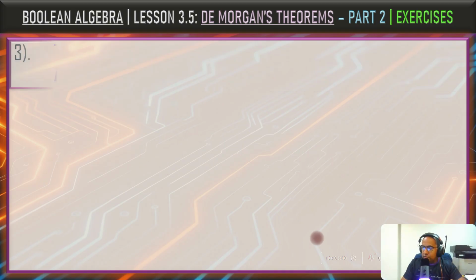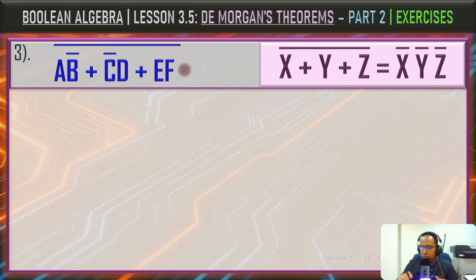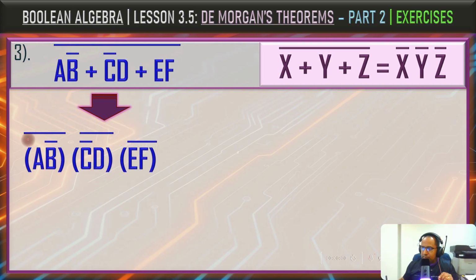Now, let's move on to the third exercise. Pause the video and try to simplify this expression using De Morgan's theorems. Alright, let's solve it together. Remember, first we have to identify the structure of the expression. Here, we have the complement of a sum with three terms, so we apply the second De Morgan's theorem for multiple variables. Let's use the same idea. Move the bar inside and switch the operation. The sum becomes a product and each term is complemented.